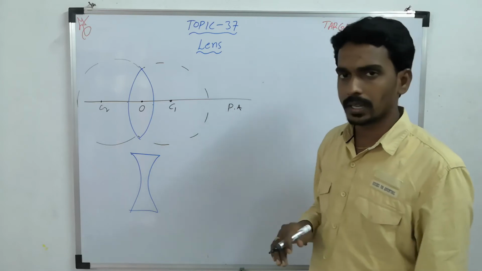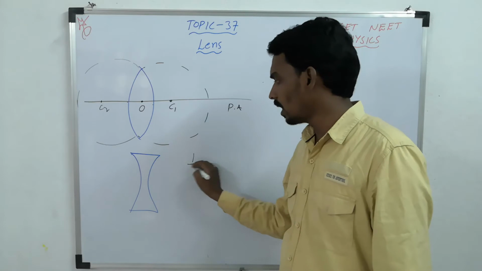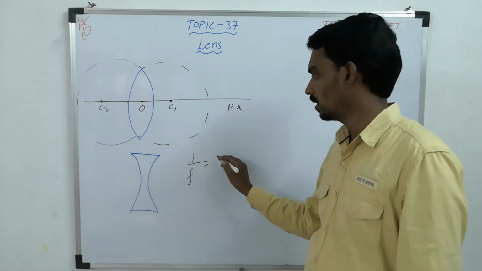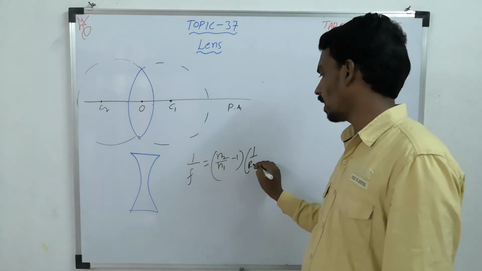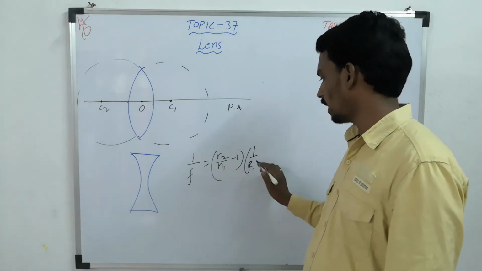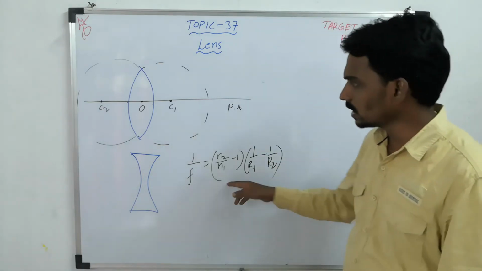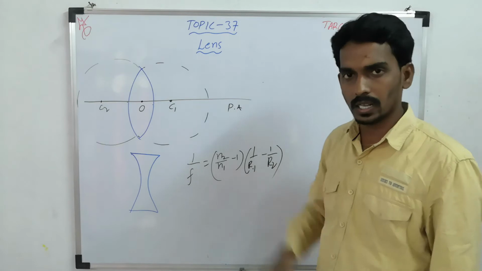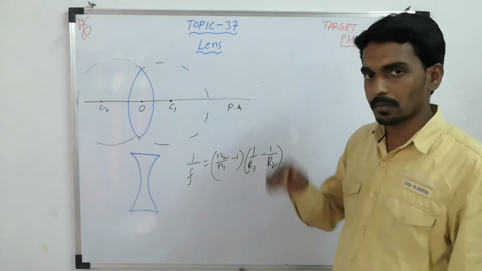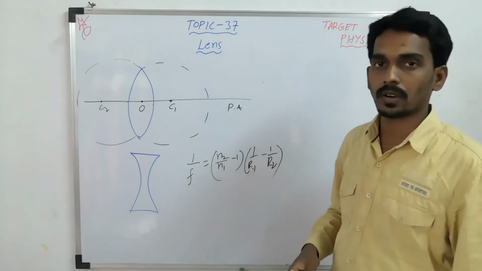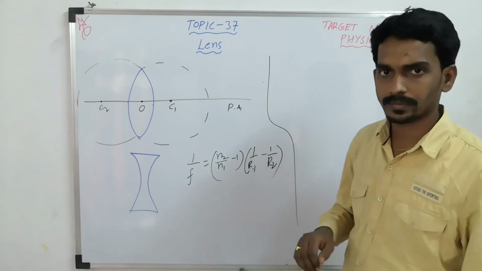So how do you define the focal length? You know it. The formula for focal length is 1/f = (n2/n1 - 1)(1/r1 - 1/r2). This is the focal length of a lens in a medium. This is the first important formula: the focal length of a lens.